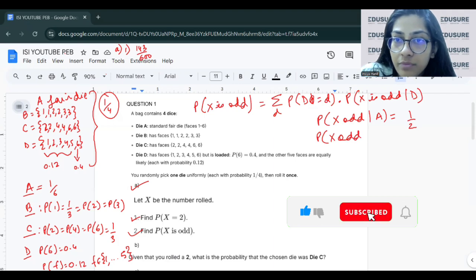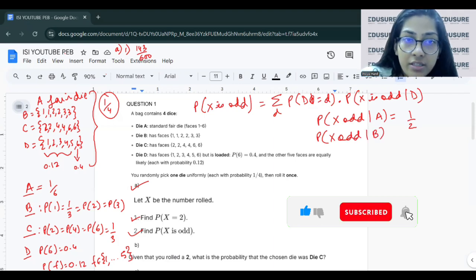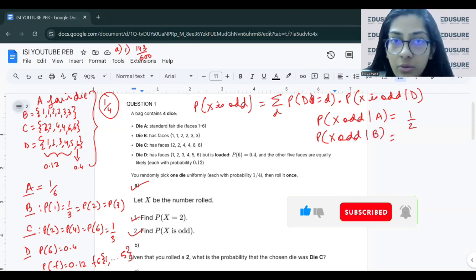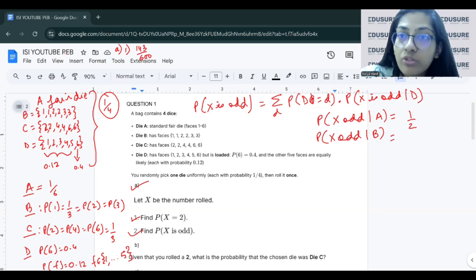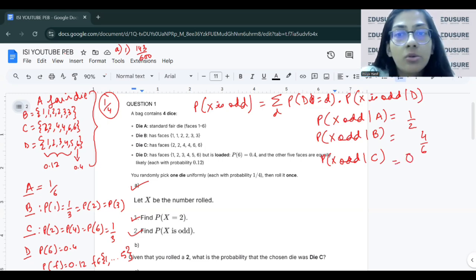Probability of x is odd given b. b में क्या है? 1 2 3. ठीक है. तो इसमें बेसिकली आपके 4 आ रहे हैं. 1 1 3 3. So there are 4 odd out of 6. So 4 by 6. Okay. Probability of x is odd given c. c में कितना है? 2 4 6. इसमें 0 है. इसमें सारे even है. तो this is going to be 0.